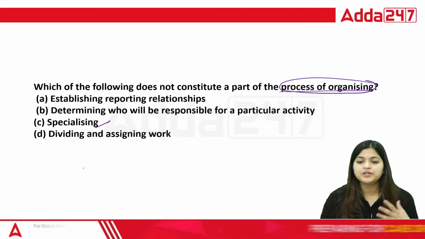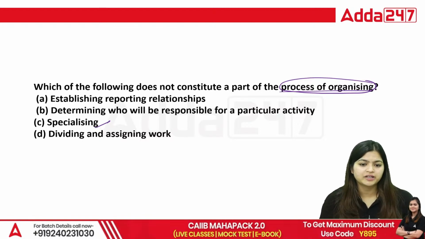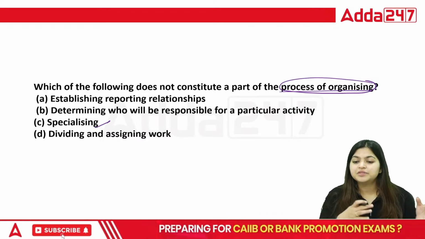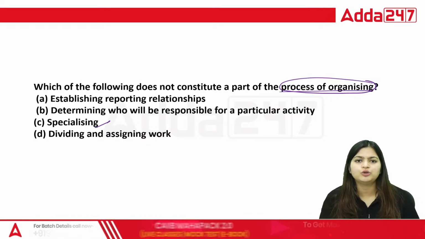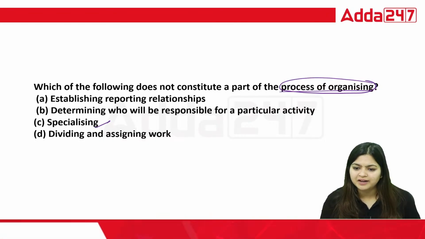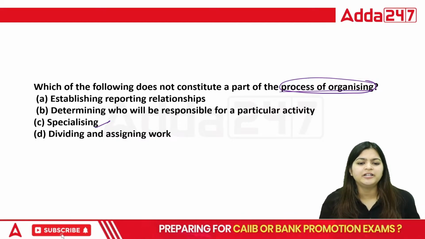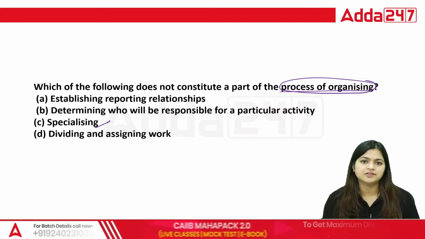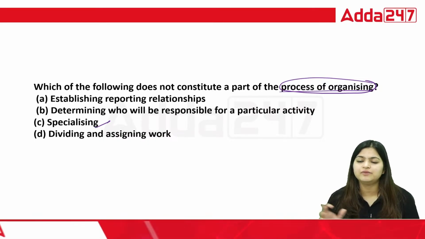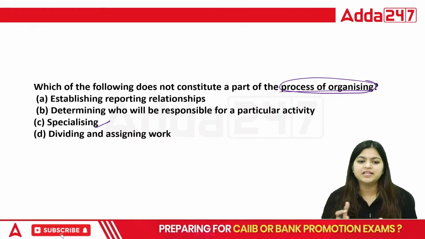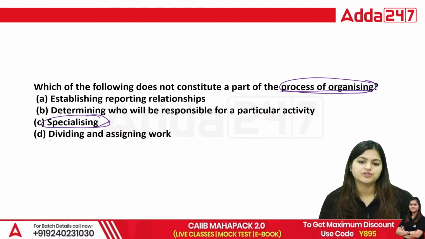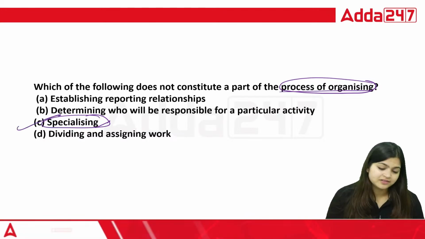Because when we talk about organizing, we are actually talking about reporting relationships. Who will report to that manager? That manager will look after how many employees, or determine who will be responsible for particular activities. Authority and responsibility you will identify. You will assign the task. Yes, this team will do the manufacturing, this team will do the purchasing of the products, this team will do the sales. So you will assign the task. So we are not talking about any specializing under the process of organizing. So the correct answer is your answer C.